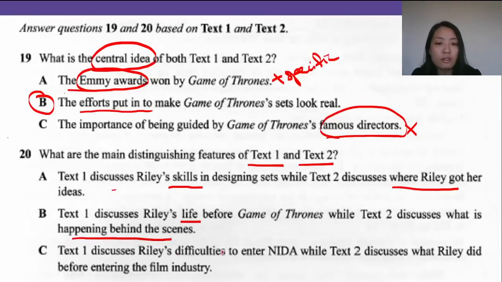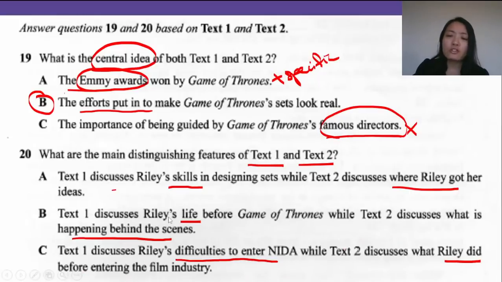Text 1 discusses her difficulties to enter NIDA. Was there anything about her difficulty? There's nothing mentioned much about her difficulty. While text 2 discusses what Riley did before entering. There's nothing about what she did before entering. For text 2, if you remember, it talks about what happens at the end of the film industry and during the film industry of doing this whole thing as well. If you took a screenshot earlier, you can look at it and confirm. So this one is probably not, because there's nothing much about the difficulty here and nothing about what she did before entering.